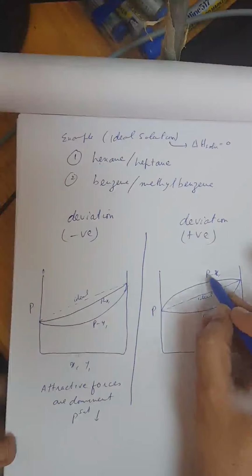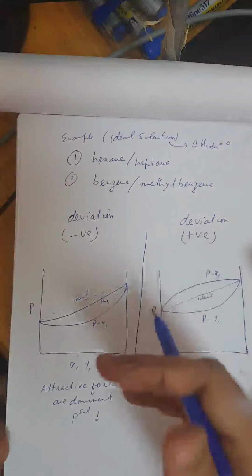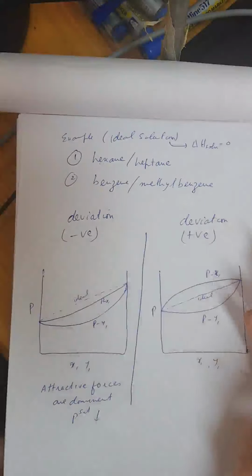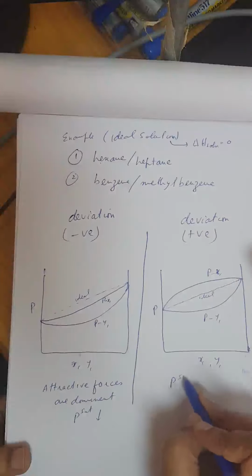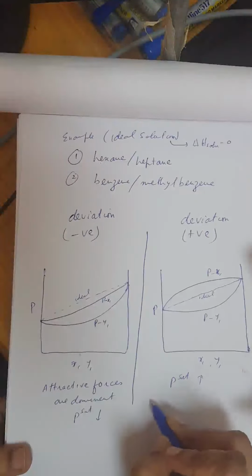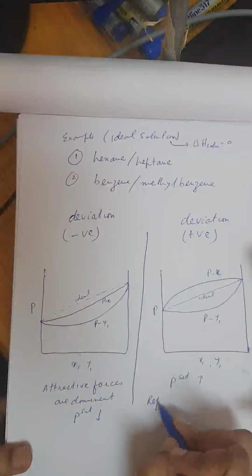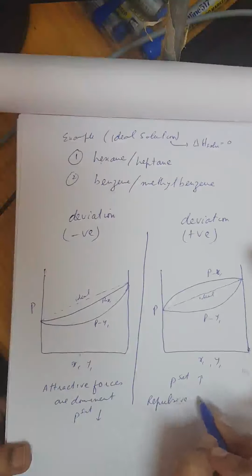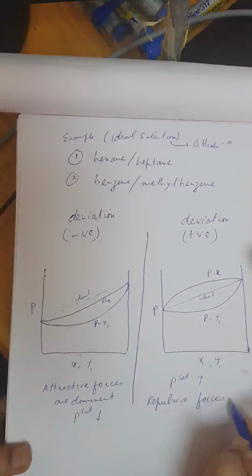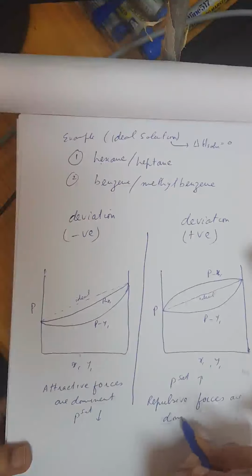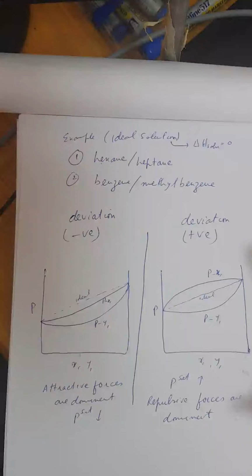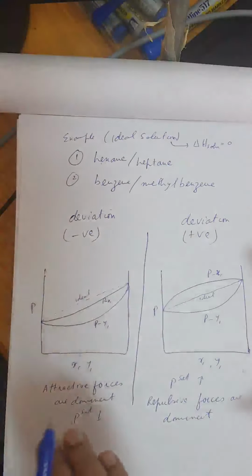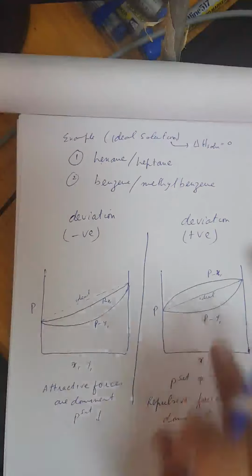Your x1 line, the Px1 line, which is the bubble line or saturated liquid line, is above the ideal line. So in that case, your P sat will increase because repulsive forces are dominant. So attractive forces are dominant, repulsive forces are dominant. So we have negative deviation and positive deviation.